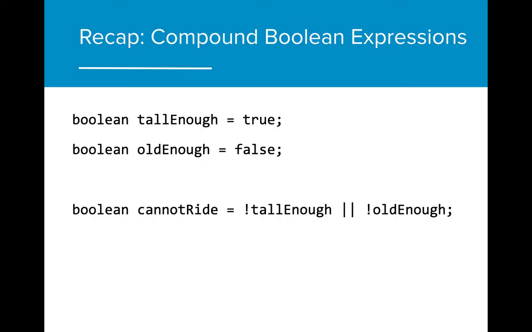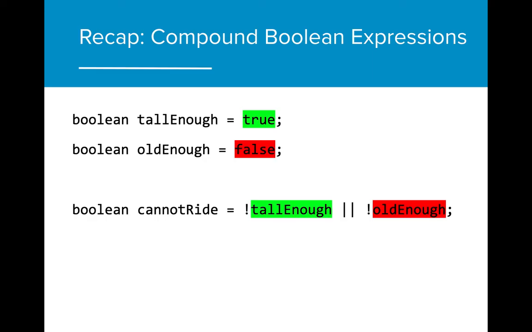In this example, we have a Boolean expression, cannot ride, that will evaluate to true if the user cannot ride a particular ride. The cannot ride Boolean is being assigned the result of the compound Boolean expression, not tall enough or not old enough. This means that if the user is not tall enough or if they are not old enough, cannot ride will evaluate to true. Let's see this in action.